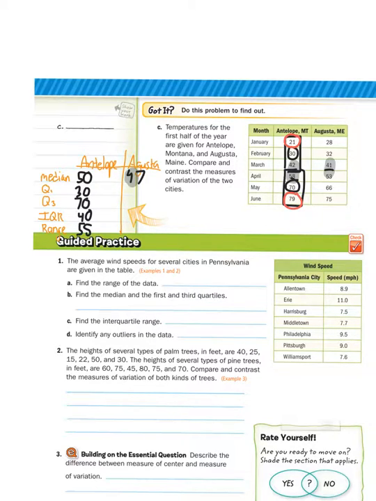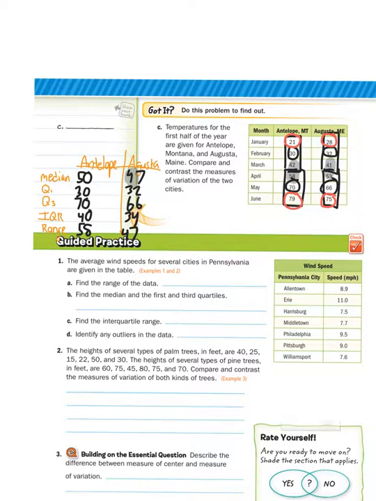Now, let's go through Augusta. So, Q1, lower half, here's the middle, 32. Q3, upper half, here's the middle, 66. Interquartile range, 66 minus 32 is 34. Range, big minus little, 75 minus 28 is 47. I think, let me do that again. 75, 65, 55, 40, yep, that's 47. So those are my values.